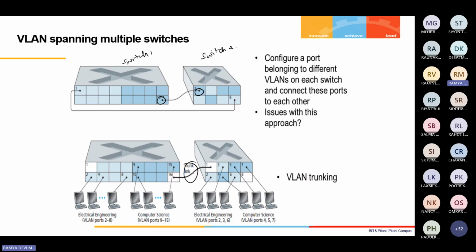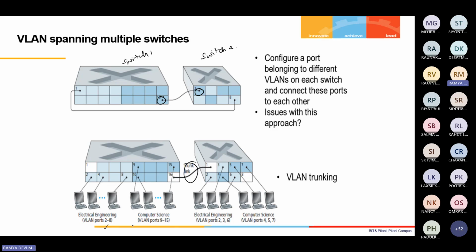VLAN tagging can be added to the Ethernet frames so that it can identify the VLAN to which the frame is sent. If I want to add multiple switches, a trunk link can be provided. So if I want to add more switches, a trunk link is provided, which will be carrying the tag information to identify to which VLAN we are sending the packets.